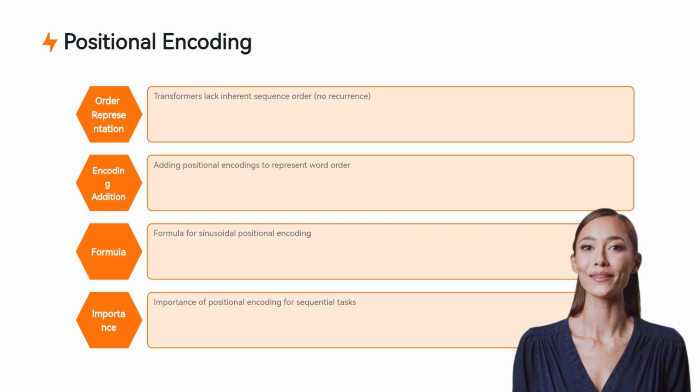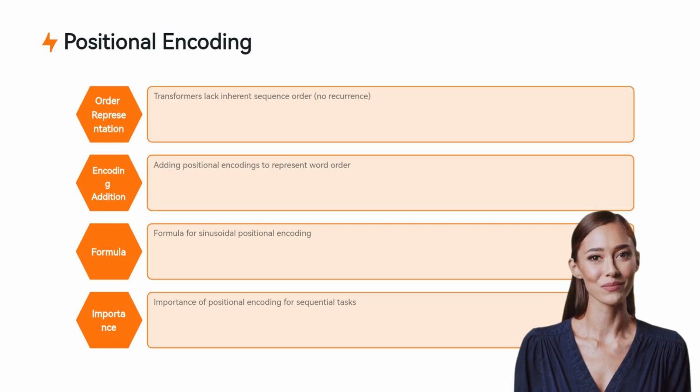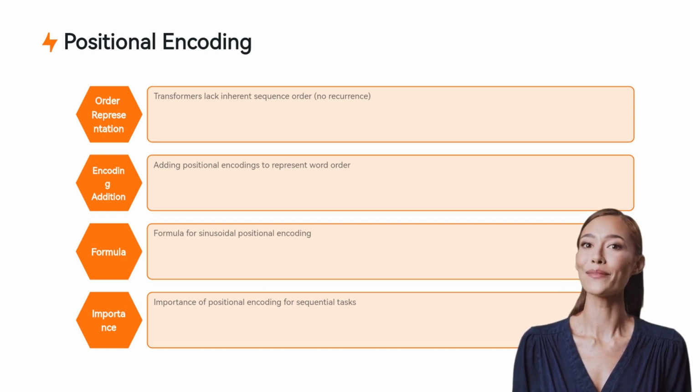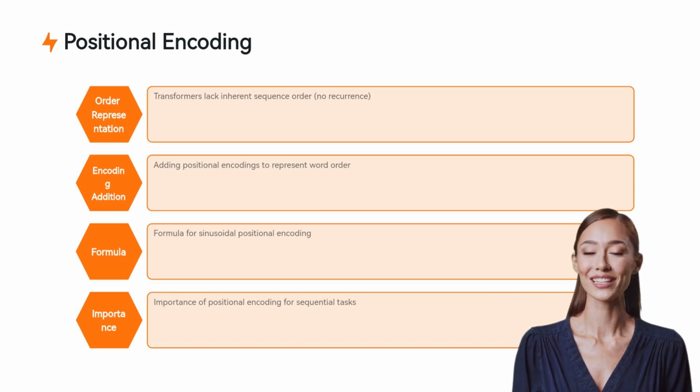The formula for the positional encoding is PE(pos, 2i) = sin(pos / 10000^(2i/d)), and PE(pos, 2i+1) = cos(pos / 10000^(2i/d)).